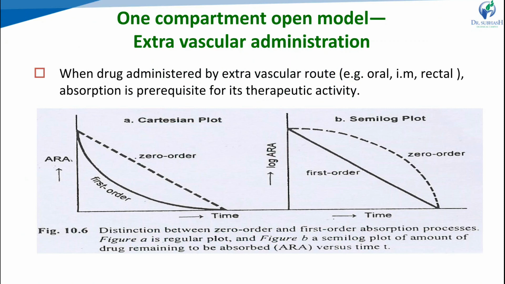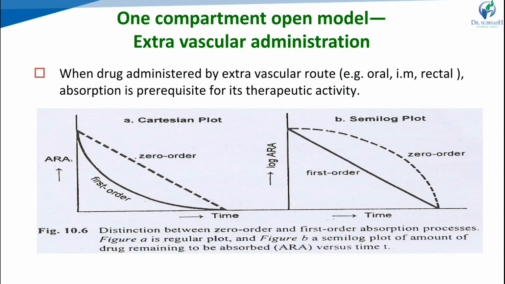The next is the one compartment open model extravascular. When the drug is administered by an extravascular route like oral, rectal, intramuscular, absorption is a prerequisite for its therapeutic activity. Here is the graph for the rate of absorption for extravascular administration. There are two possibilities: the rate of absorption may follow zero order or first order kinetics.